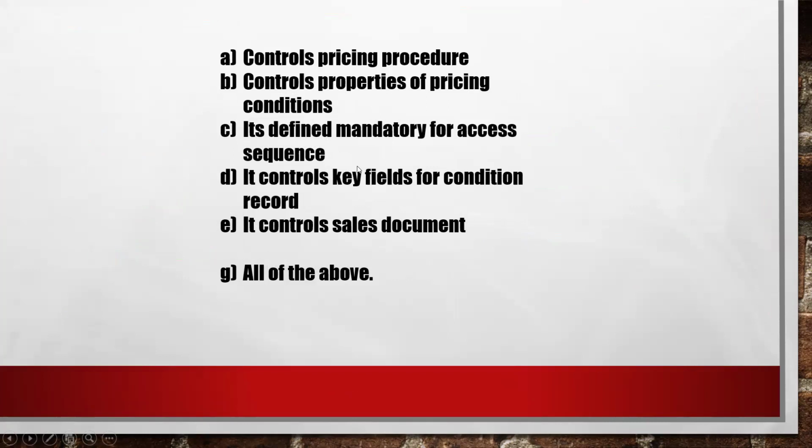A: It controls the pricing procedure, it controls properties of pricing conditions. It is defined mandatory for access sequence. It controls key fields of condition record. It controls sales document. It controls price determination. All of the above. In this, one or more might be right answers, or all might be correct.